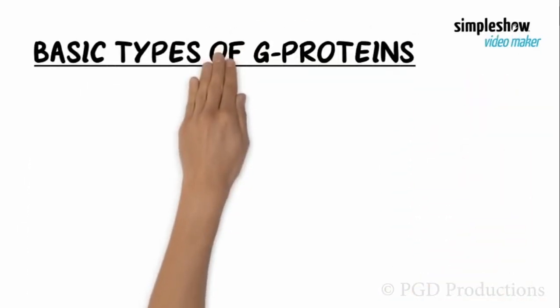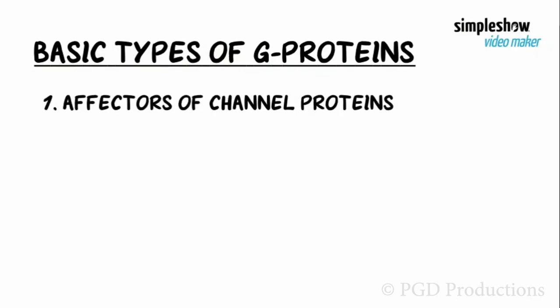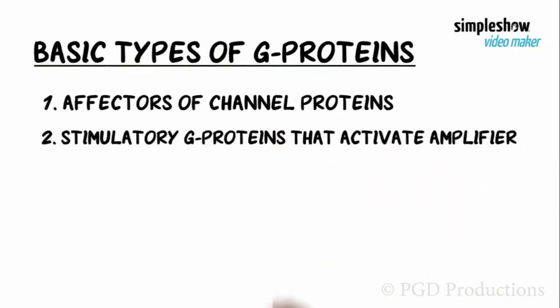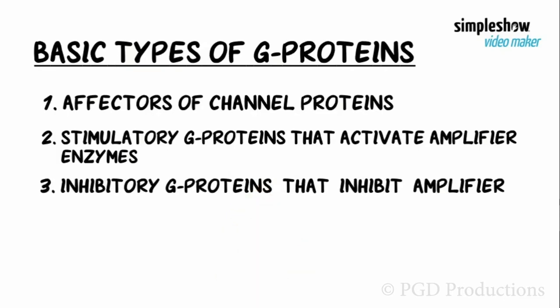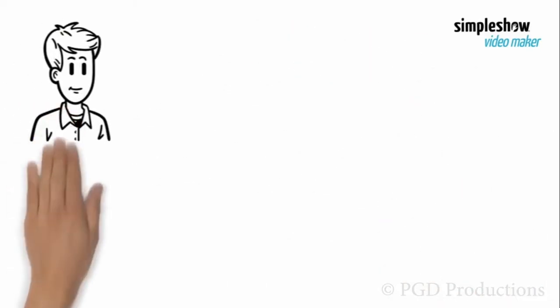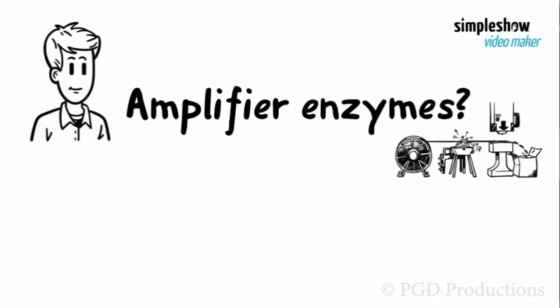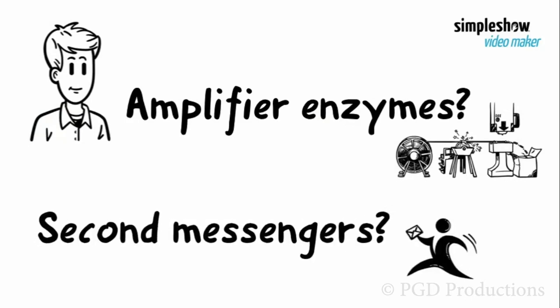There are three basic types of G-proteins: effectors of channel proteins, stimulatory G-proteins that activate amplifier enzymes that catalyze the production of second messengers, and inhibitory G-proteins that inhibit amplifier enzymes. So, what are the above-mentioned amplifier enzymes and second messengers?